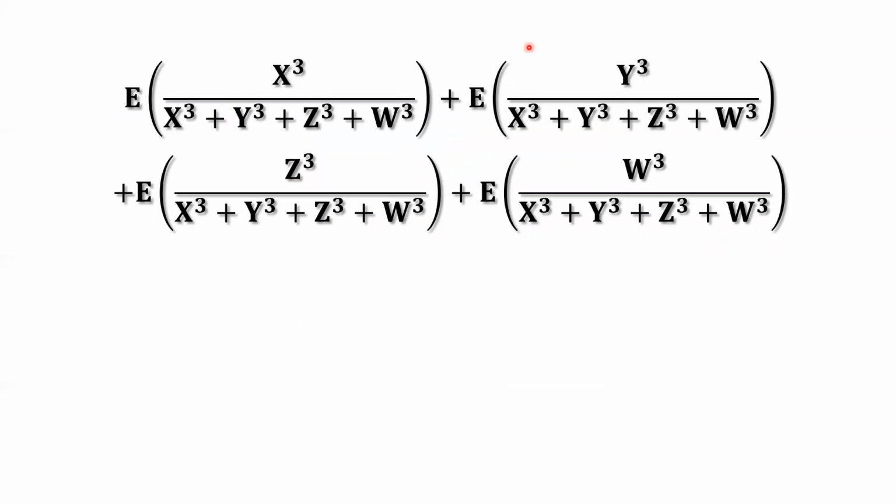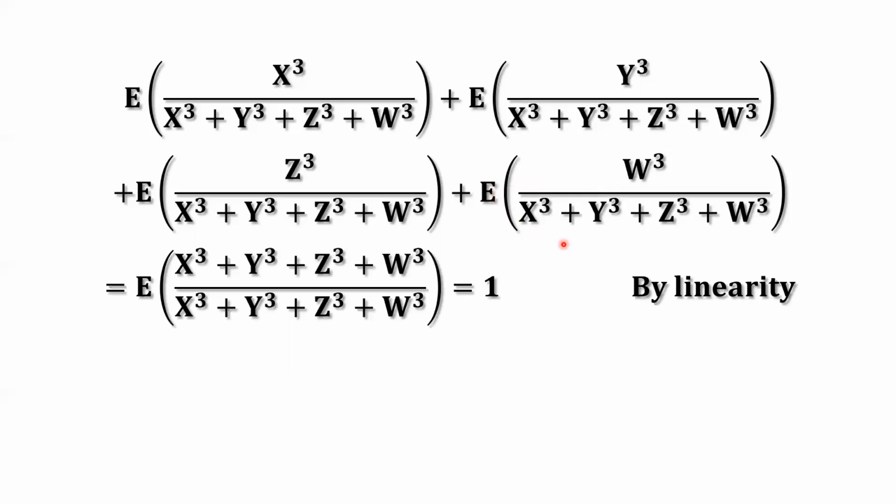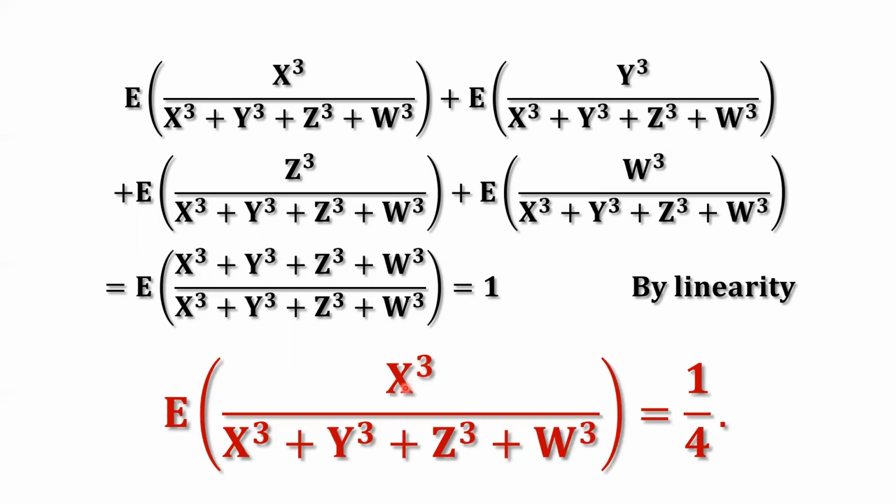Consider the sum of those four pieces. By linearity, we can put the numerators together, and that's the same as the denominator. So this part is 1. The expectation of 1 is 1. Now the sum of those four pieces equals 1, and they share 1 equally. So the result is that the first piece should be 1/4.